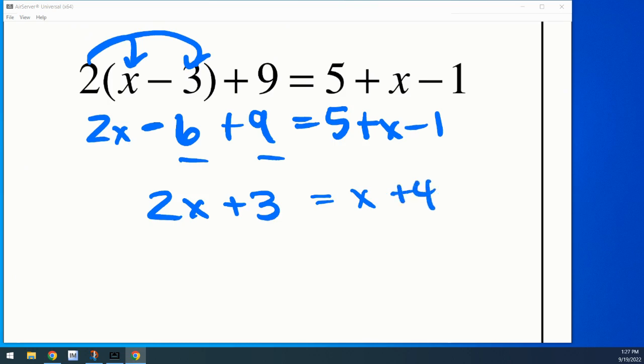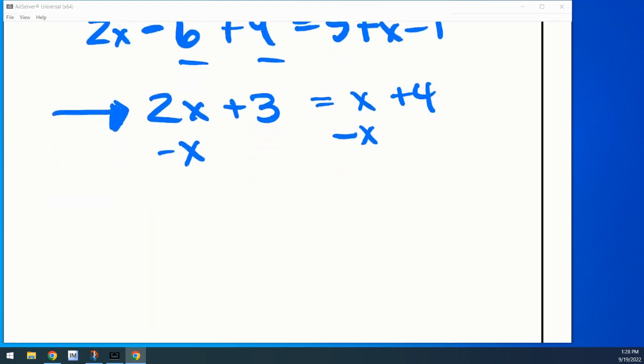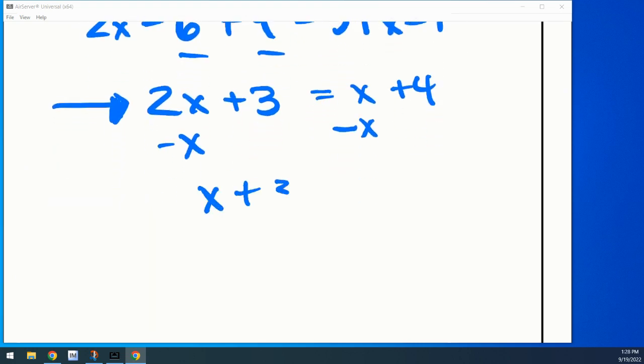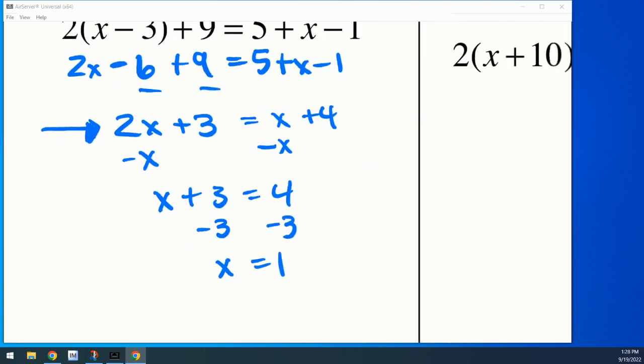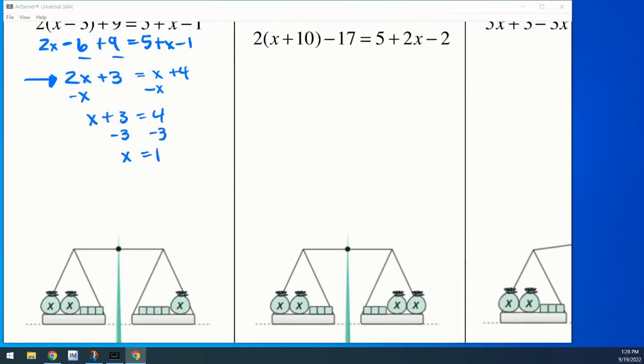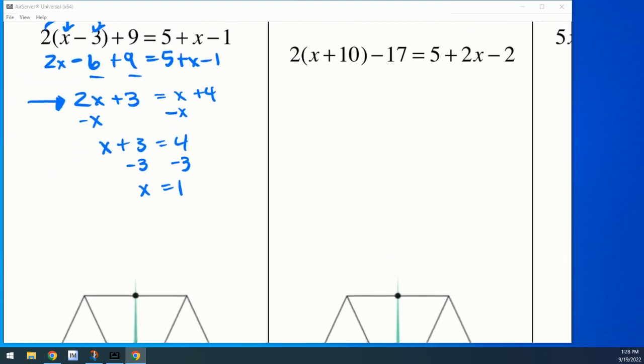So when I look at this right here, this is the stage I want to look at. The reason I want to look at that stage is because I want to compare it. Now I'm going to keep on going right now, but we're going to come back and I'm going to compare that stage. So I'm going to subtract x from both sides. I'm going to get x plus 3 equals 4. I'm going to subtract 3 from both sides, and I'm going to get x equals 1. Okay, so it has one solution.